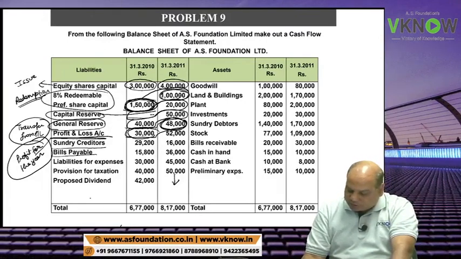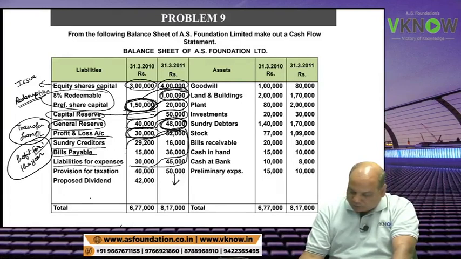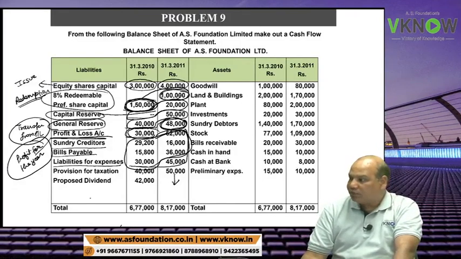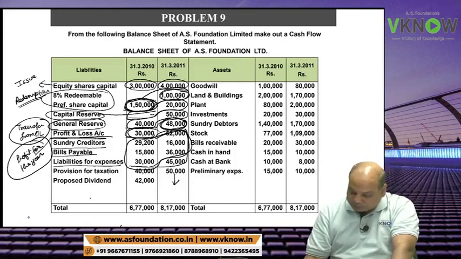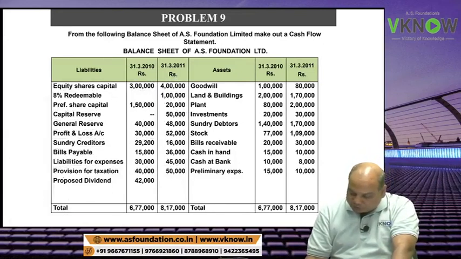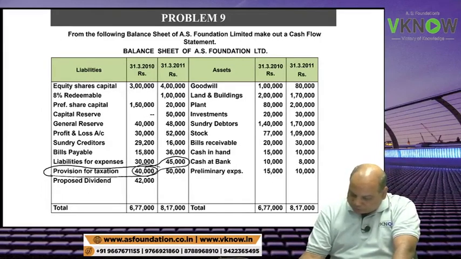Sundry creditor, bills payable, liability for expenses. These three items are working capital changes items. Then we have provision for taxation. Opening is 40, closing is 45.